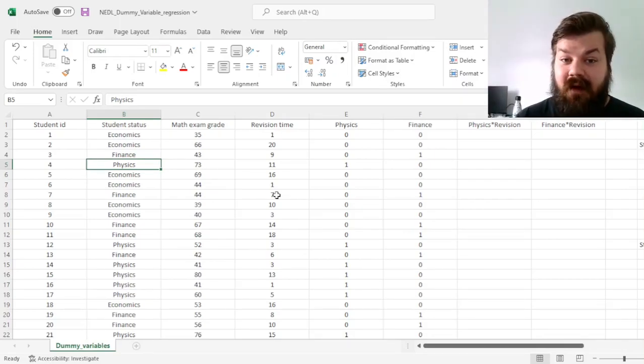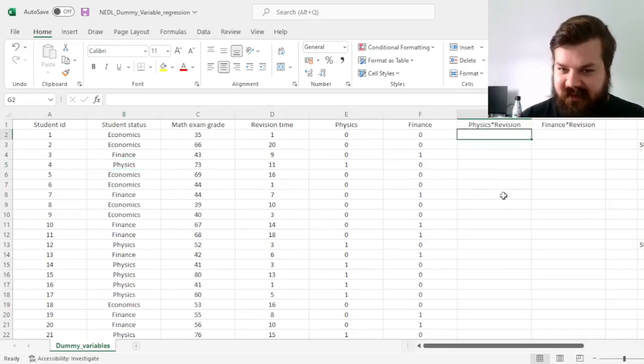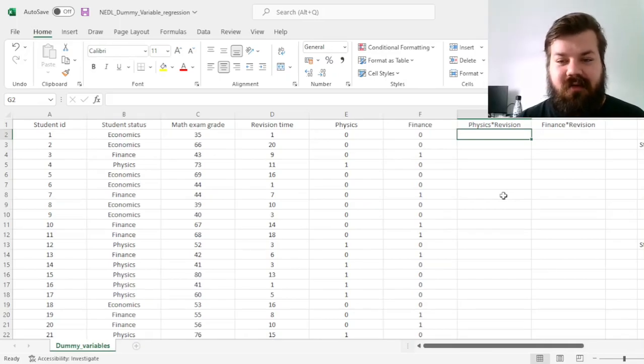Some of their background, some of their modules they've taken, allows them to revise for math more efficiently. This can be tested quite easily using interaction terms. Interaction terms are, again, a very common concept in econometrics and regression modeling that basically takes products of independent variables and includes them as additional factors in your regression.